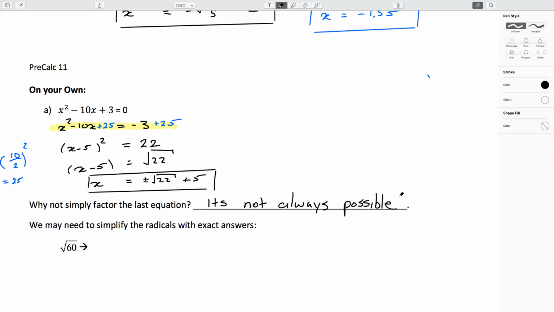We may need to simplify the radicals with exact answers. So for example, the square root of 60 could be written as the square root of 15 times 4. So it could actually be written as 2 root 15. So if we get ugly square roots, unfortunately, we might have to actually write them as mixed radicals.